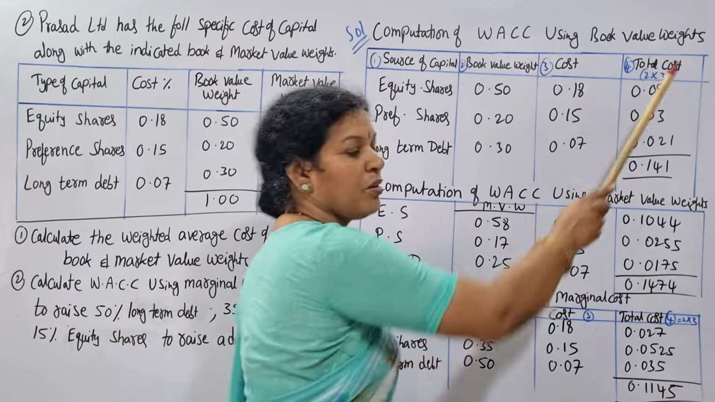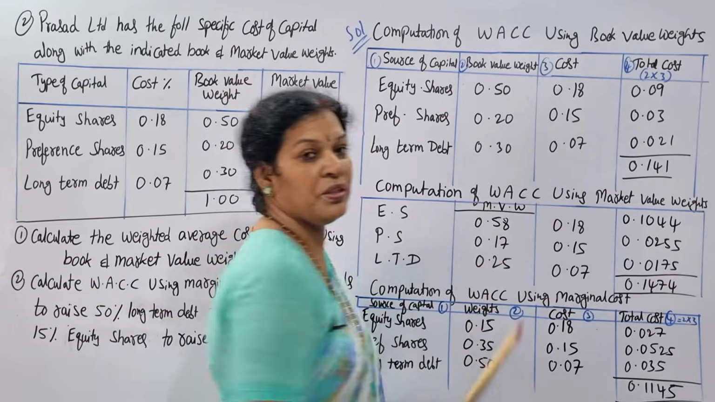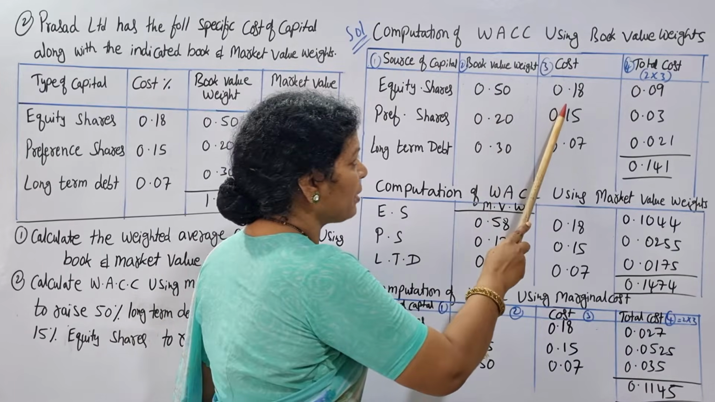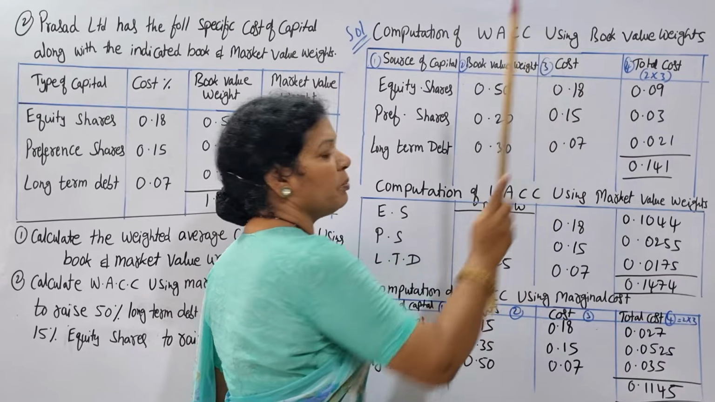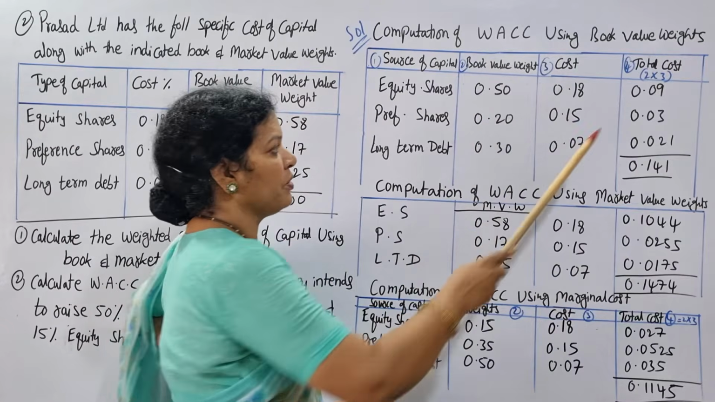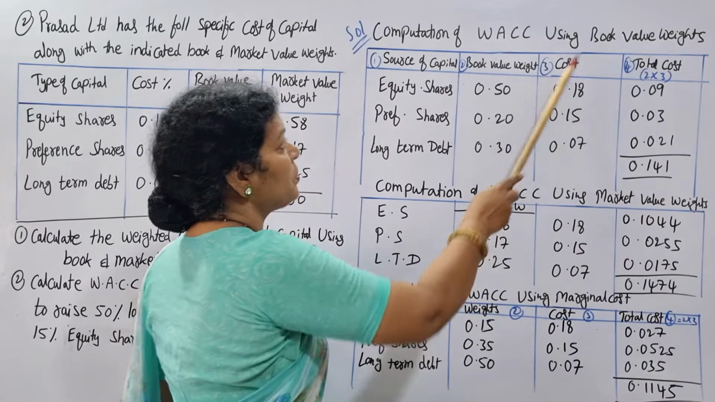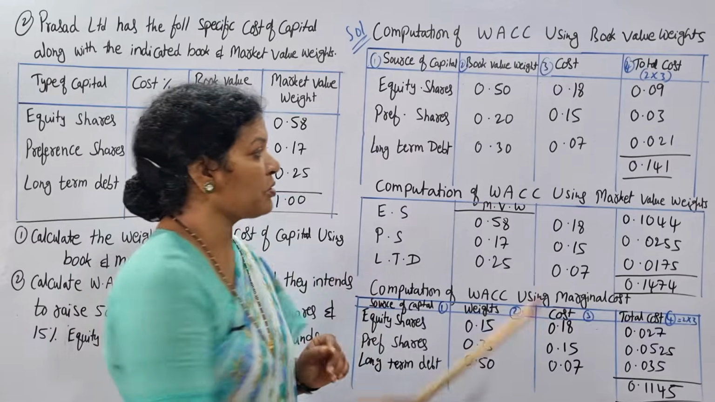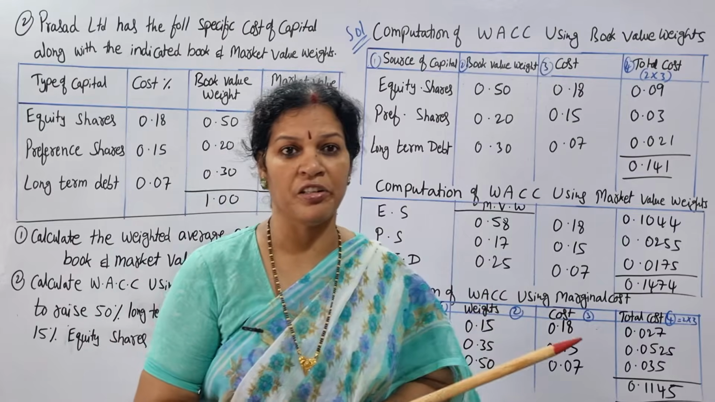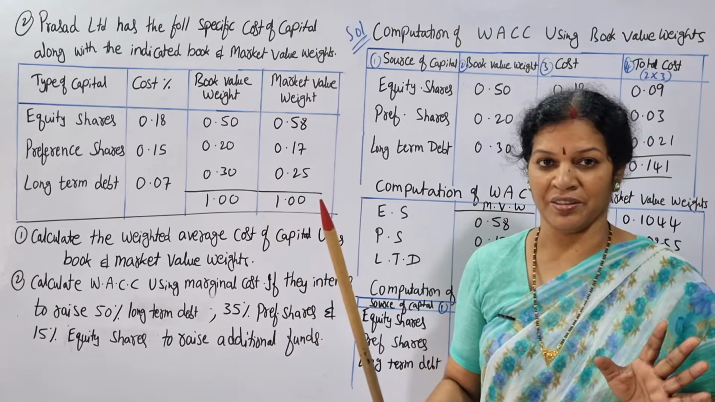Now what we have to do: we want to calculate the total cost, the weighted average cost of capital. Total cost means book value weight and cost. If you multiply the second column and third column, you will get the fourth column. What we have done: 0.50 into 0.18 is 0.09, and like that you get the total. So as per the book value, the weighted average cost of capital is 0.141. We have done the calculation as per the book value, and we got this much.